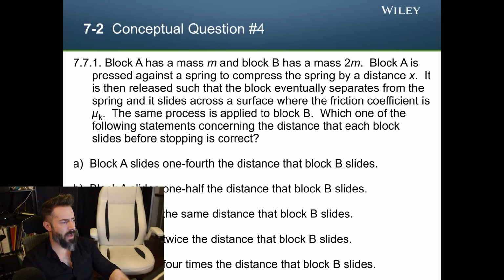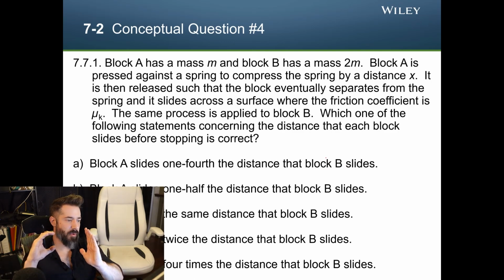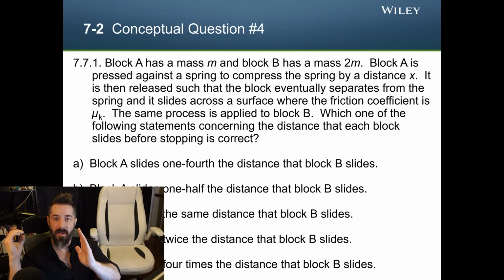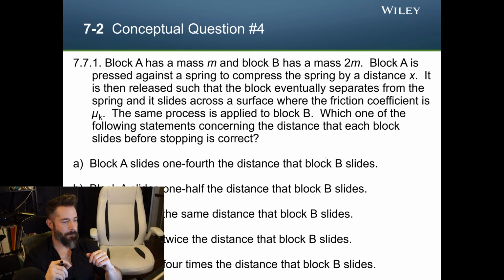Okay, block A has a mass m and block B has a mass of 2m. Block A is pressed against a spring to compress the spring by some distance x, then released such that the block eventually separates from the spring and slides across whatever surface it's on. But you have a frictional force acting against it, right? You have some coefficient of kinetic friction here, mu k.